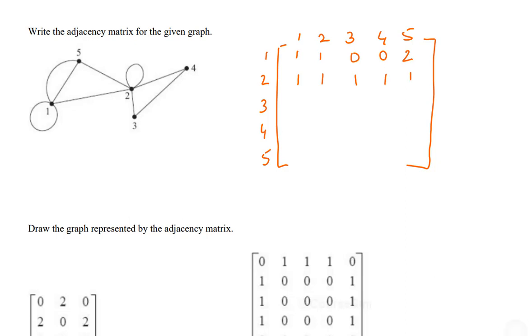And 3, I have 3 connected with the 2 and the 4. Everything else is 0. For 4, I have a connection between 2 and 3. Everything else is 0. And for the 5, I have 5 to 1. I have 2 connections for 5 to 1. And then 5 to 2, I have 1. And nothing else. 0, 0.